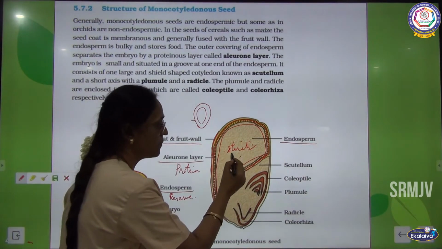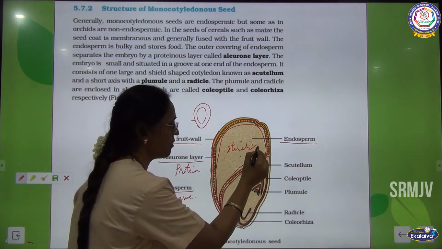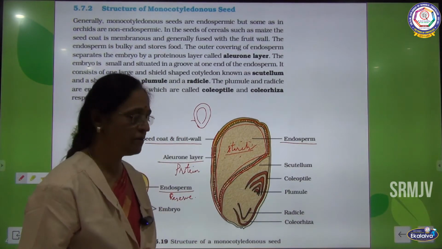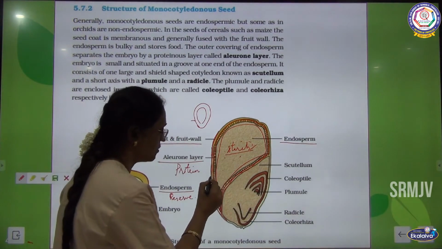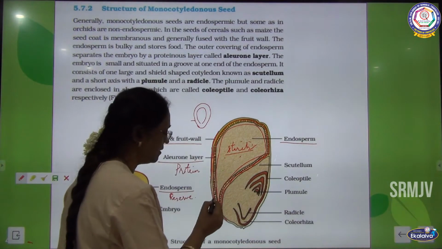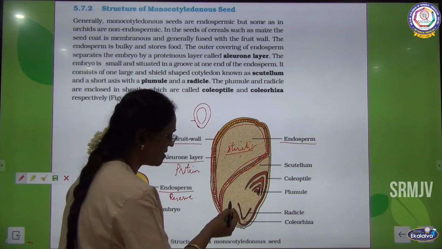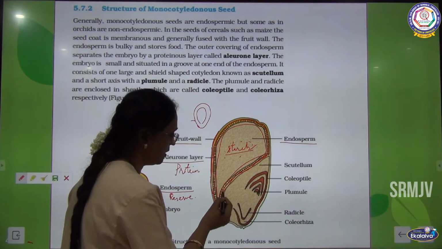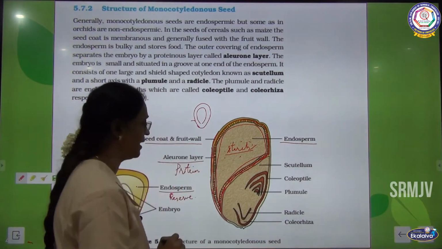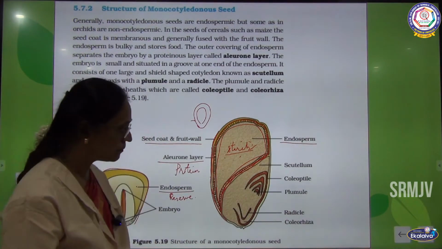So the endosperm has a large amount of reserve food material, where we find starch content, and this is the seed coat and the fruit wall forming a single layer here. Then this compartment is separated by a small proteinaceous layer, which we call the aleurone layer.